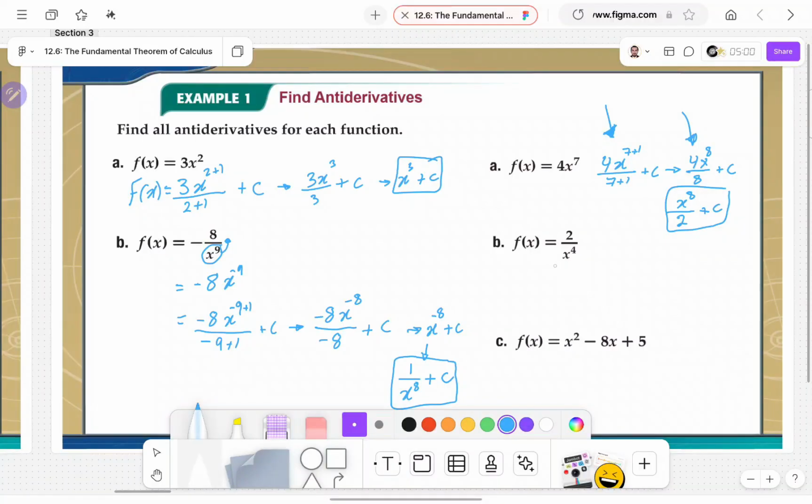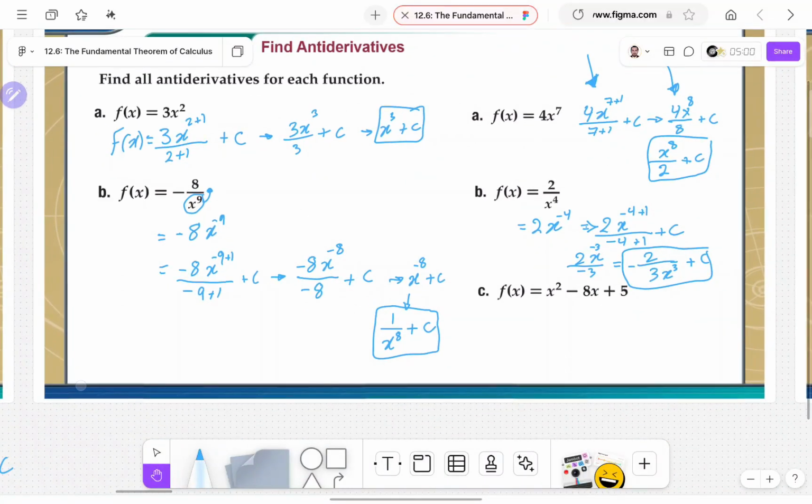Okay, let's do this question here. So we do the same step. We take the power up, 2x to the power of negative 4. Now let's find the antiderivative. Okay, so 2x to the power of negative 4 plus 1 over negative 4 plus 1 plus c. Now let's simplify this. So it will be what? It will be 2x to the power of negative 3 over negative 3. Now let's take the negative down, so it will be 2 over negative 3x to the power of 3 plus c. So this is the final answer.